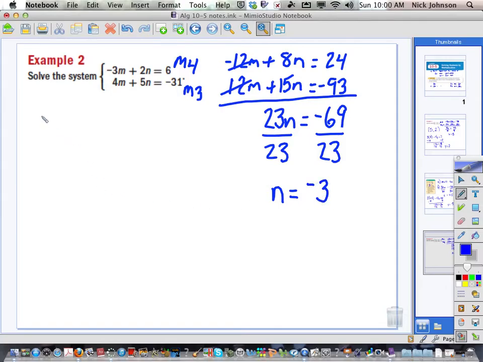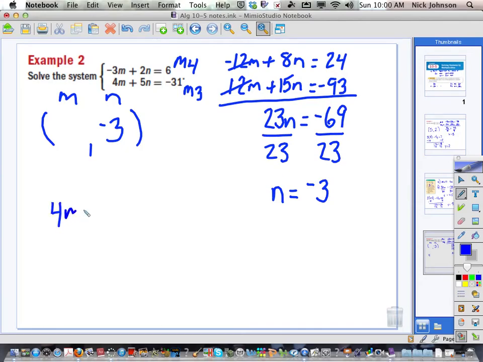So I found my n. Is that my x or y coordinate? Well, in this case, it's my y coordinate, because m comes before n in the alphabet. Okay? So I found n. I got to find my m. So I'm going to use the bottom because the majority of it has addition in it.